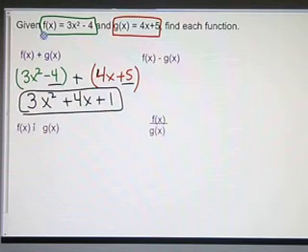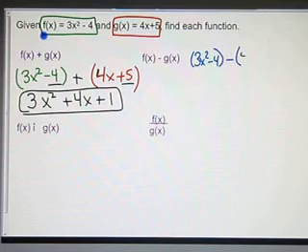Same process for subtraction. Very similar. I'm going to take my f of x, which was 3x squared minus 4, and I'm going to subtract my g of x, which is 4x minus 5. So notice how I kind of got rid of the g of x and the f of x. If f of x is equal to 3x squared minus 4, then I can substitute it in instead of this f of x. Same thing, if g of x is equal to 4x plus 5, I can substitute it in for that g of x.